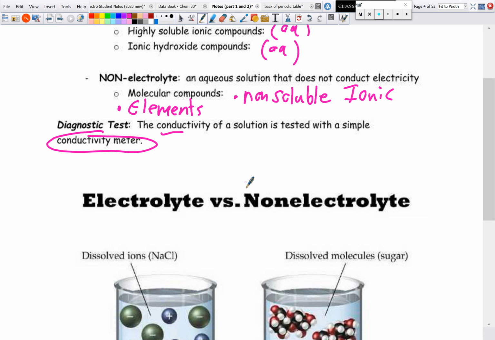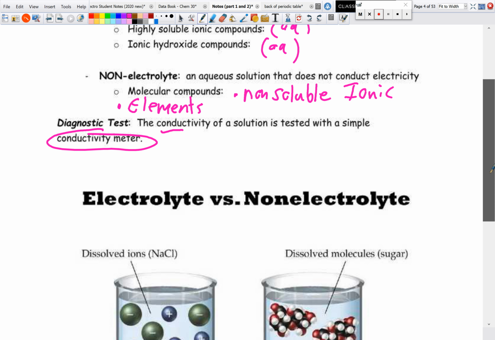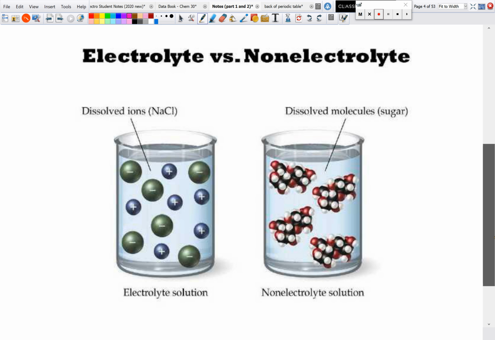Now, normally that's just a meter you stick inside solution. If it flashes a certain color, like a bright light, that'll indicate that there are electrolytes in solution, and if it doesn't flash, then there are no electrolytes in solution.